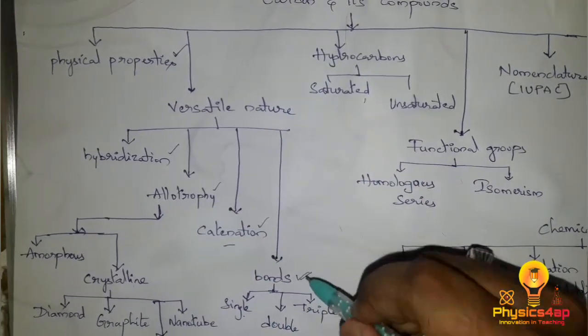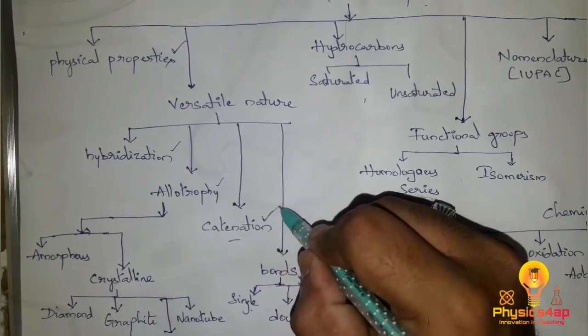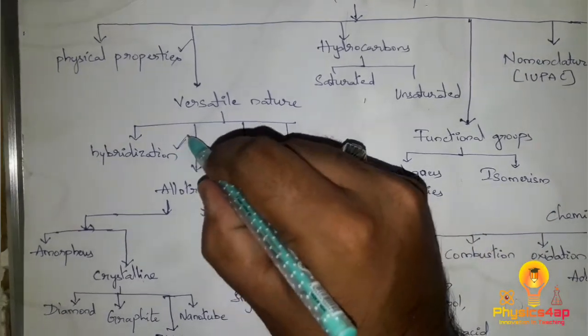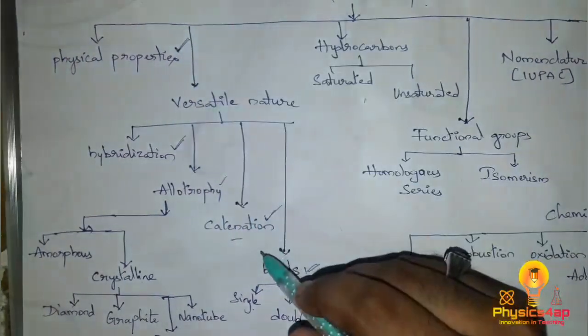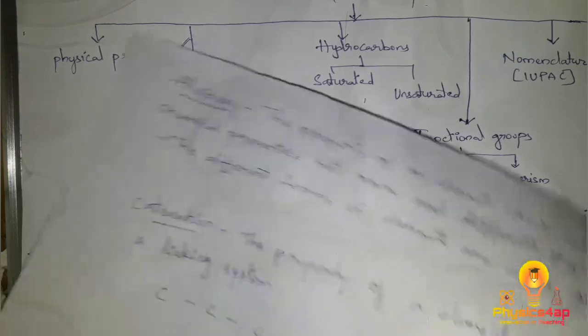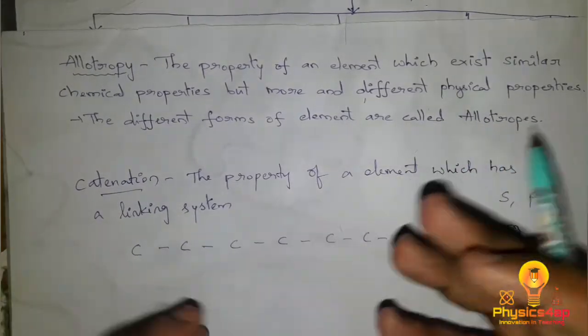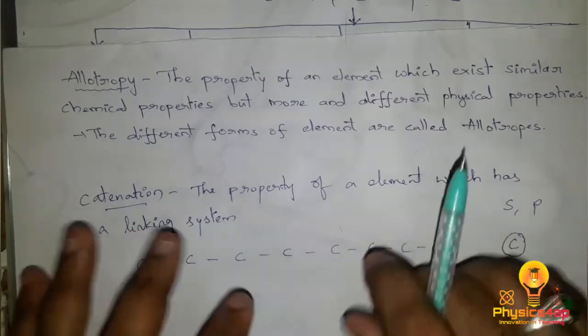So we have discussed the types of bonds: single bond, double bond, triple bond, and we have discussed catenation, hybridization and physical properties. Next, we have discussed the definition of allotropes. Now we will see the different types of allotropes of carbon.